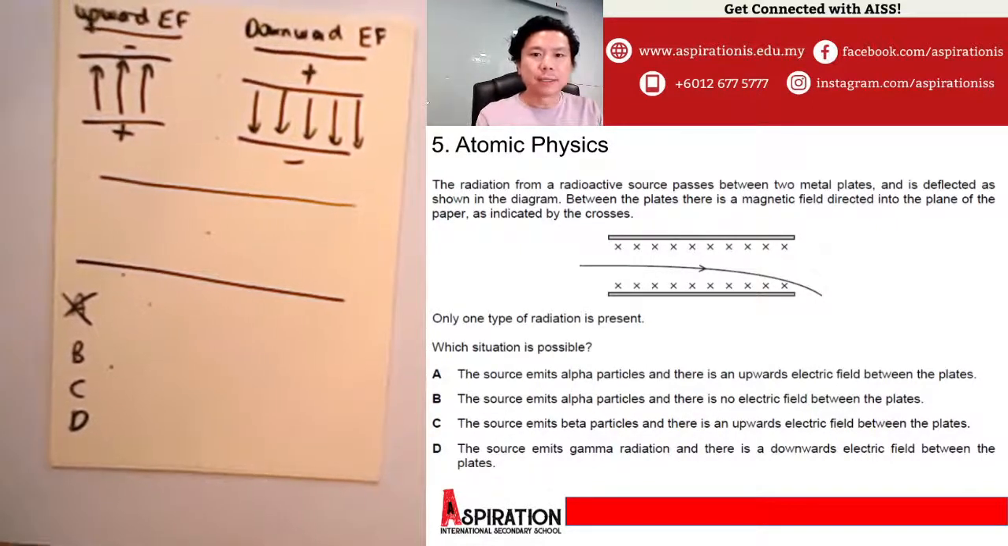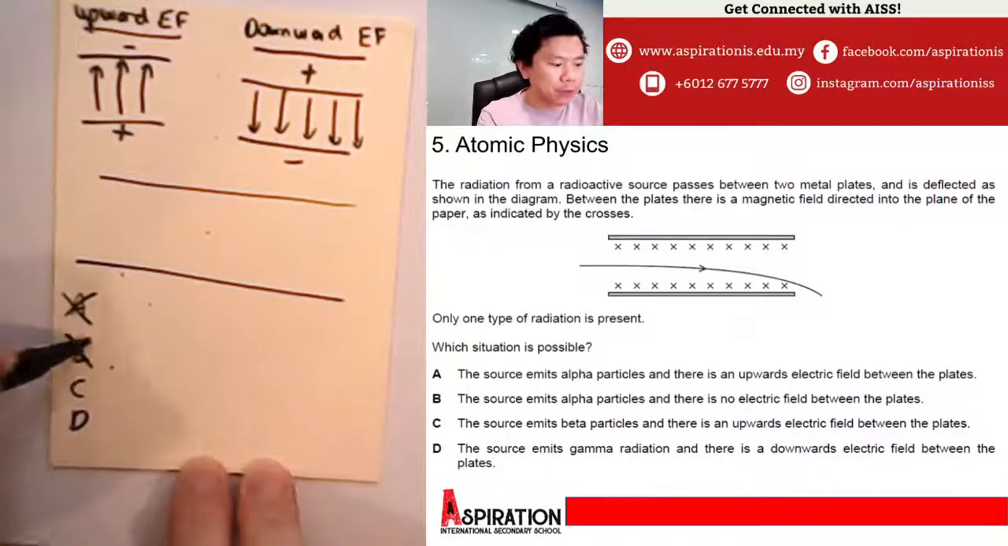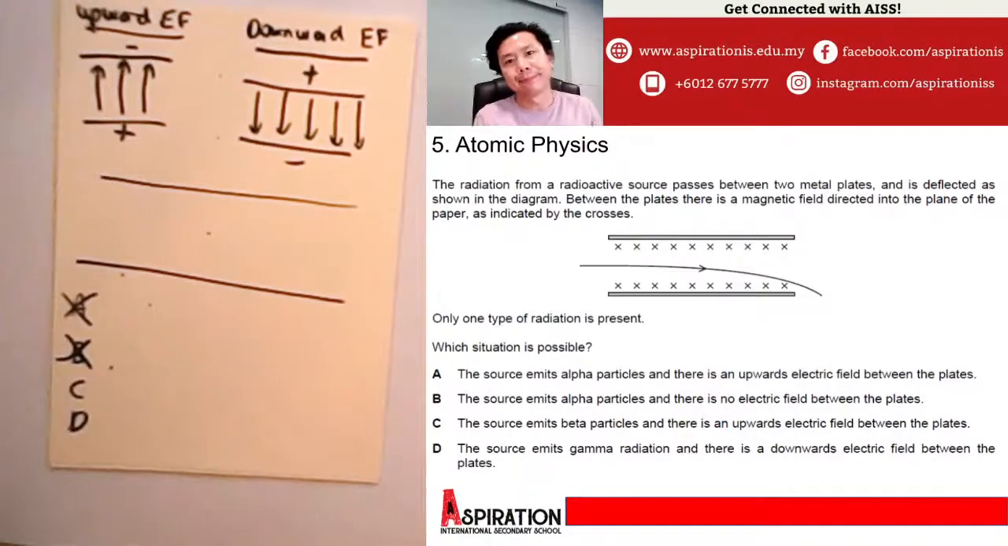Okay. Let's look at B. The source emits alpha and there is no electric field. So B is also wrong, because if there was no electric field, it will still go up. It will still go up.